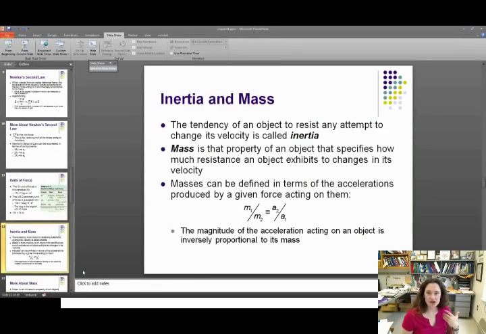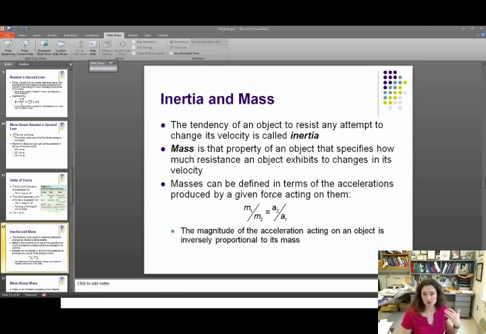Okay, so the tendency of an object to resist any attempt to change its velocity is called inertia. We measure inertia through mass, all right? Mass is the property of an object that specifies how much resistance it has to a change in velocity. You've probably experienced this. It's much easier to push a light car than it is a heavy car. So it would be a lot easier to push like a Ford Fusion than it would be to push one of those large SUVs, okay, because the Fusion is a lot less massive. So what that means is that for the same force exerted, more massive objects are going to have lower accelerations because they're going to want to resist that change more.